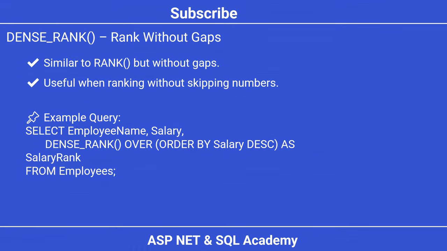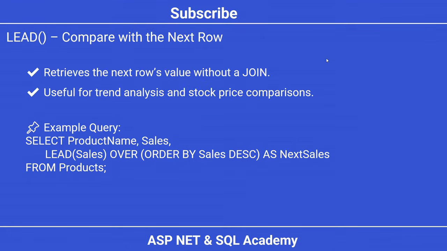Dense rank works like rank, but it doesn't skip numbers. If you need consecutive ranking, use this function instead. Lead helps compare a row with the next row. For example, in sales data, you can check the next month's revenue.